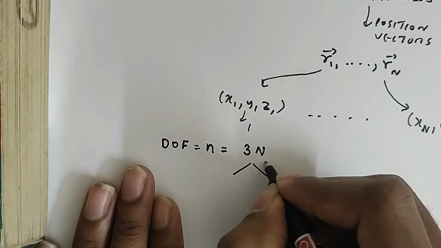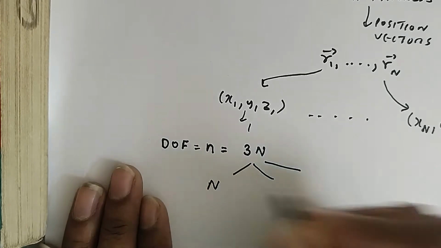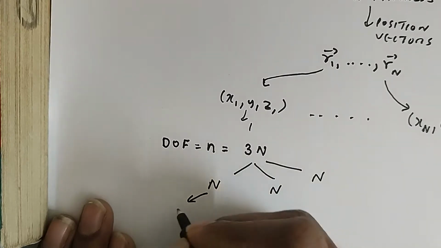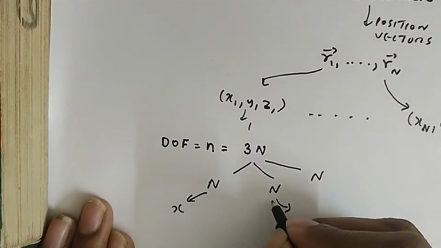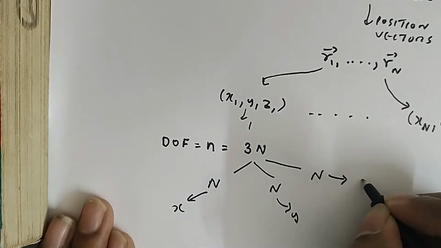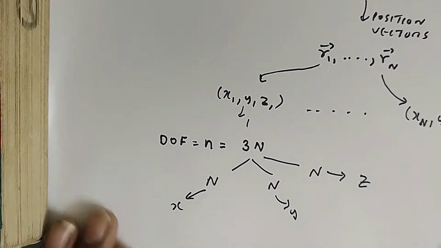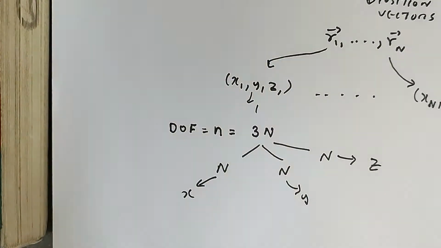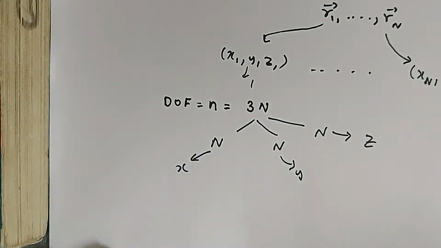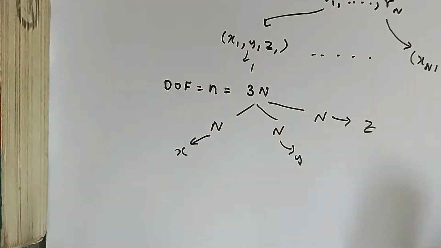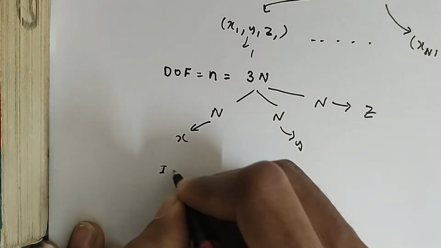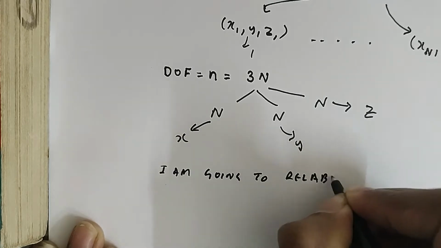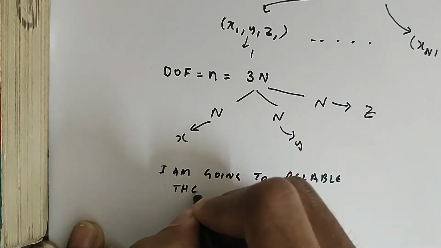So how to interpret this? You can say there are capital N degrees of freedom in x, capital N degrees of freedom in y, and capital N degrees of freedom in z, right? So what I'm going to do is relabel the coordinate notation. Why? You will see it in a second.